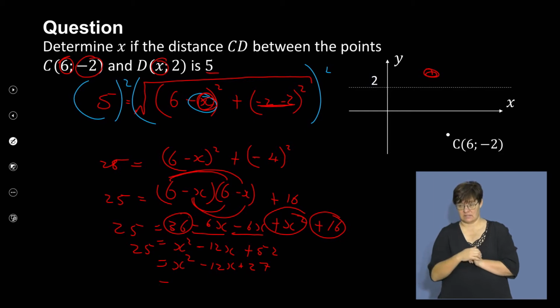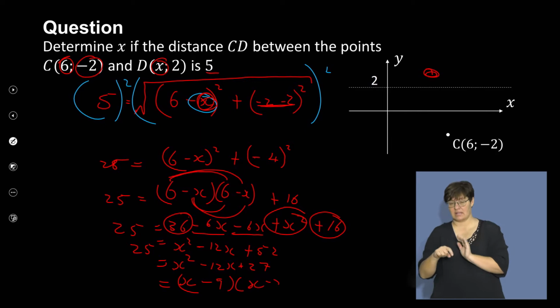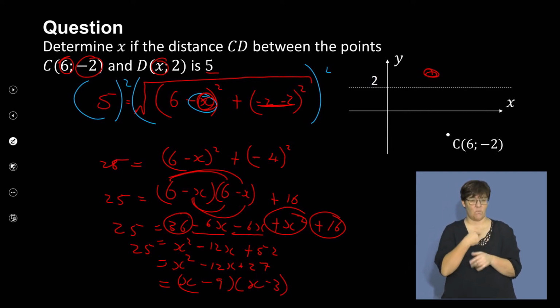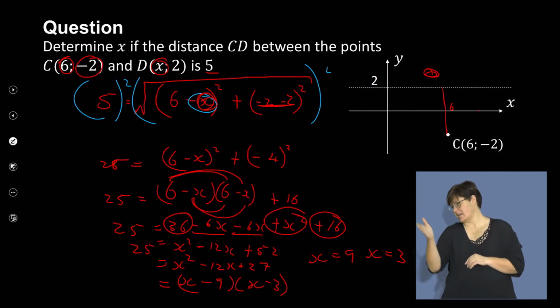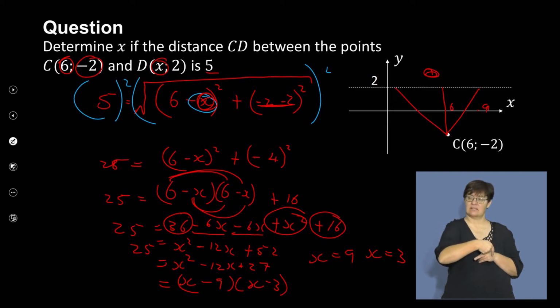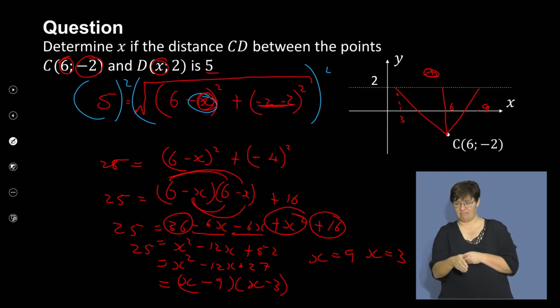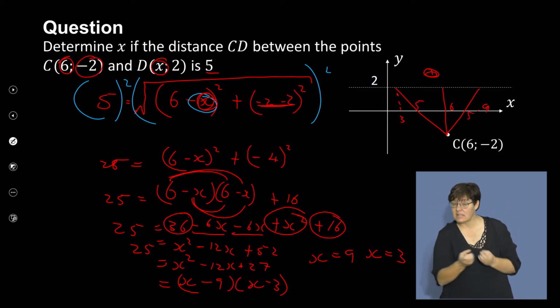All right, and this I can factorize as x minus 9 and x minus 3. Sorry, I did that quite quickly because my time is running out. And then what I end up with is x is equal to 9 or x is equal to 3. And that makes sense because there is 6, here is 9 somewhere, and so there's going to be my second answer, and here at 3 somewhere is going to be my first answer, both of them having a distance of 5.